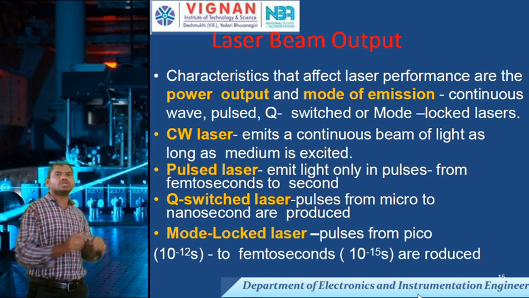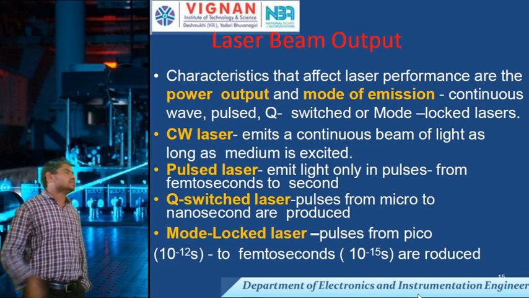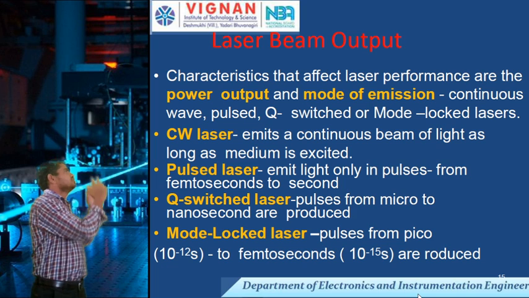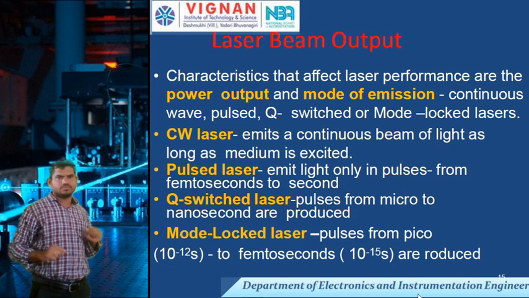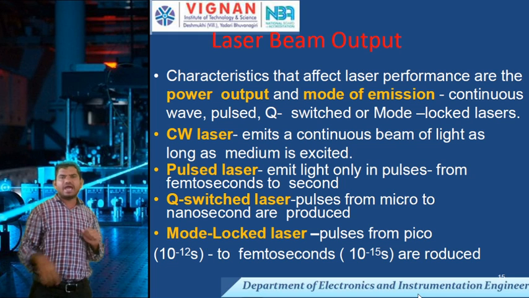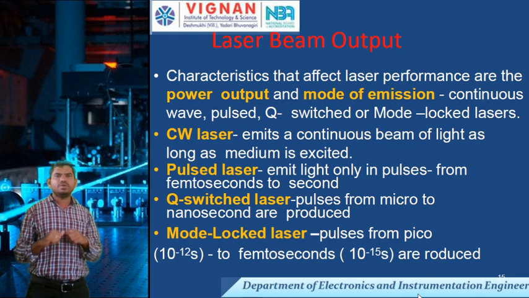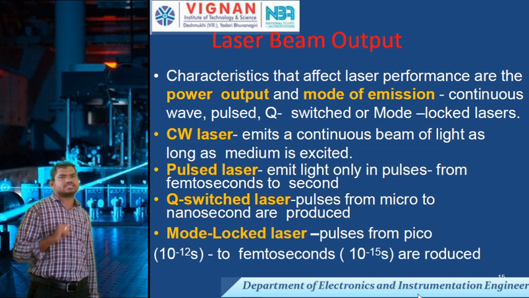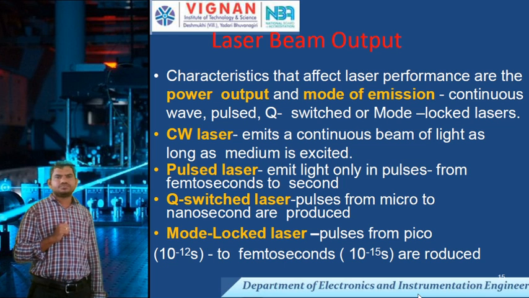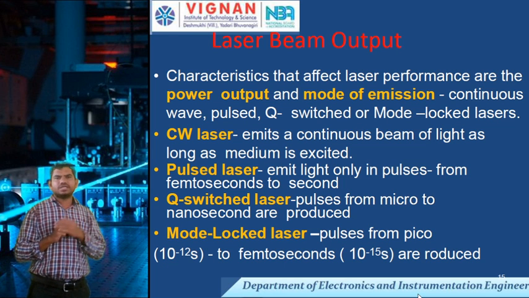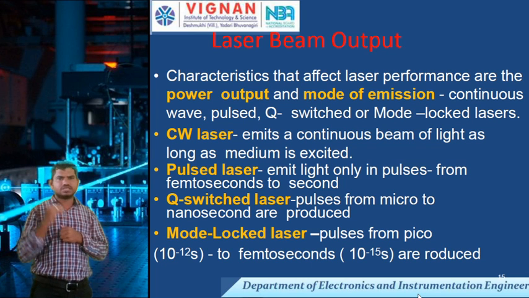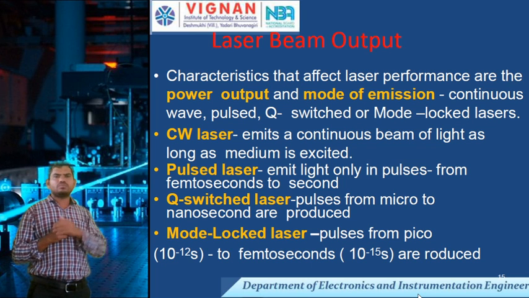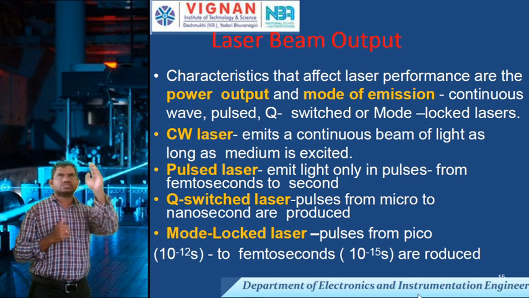Next, pulsed laser. In this pulsed laser, the output of the laser is in the form of pulses. It emits light only in the form of pulses, from femtoseconds to a few seconds. Here we concentrate on pulsed wave outputs. The range of the output is femtoseconds to seconds.